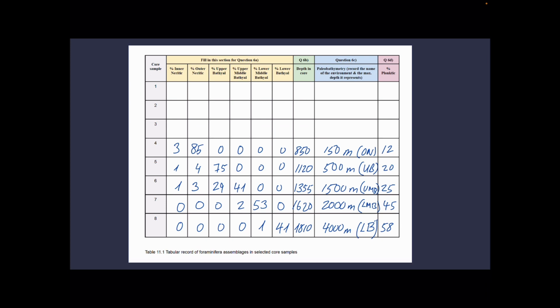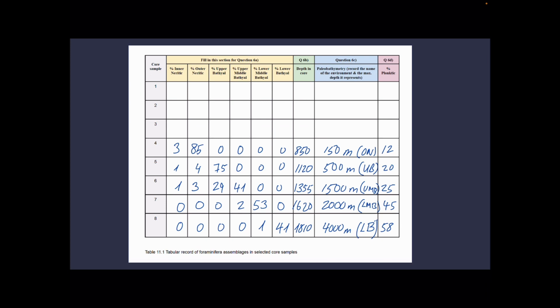In sample 4, for example, there were no forams from the upper bathyal zone, none from the upper middle bathyal, none from the lower middle bathyal, and none from the lower bathyal. So that one indicated that the deepest forams found were from the outer neritic zone. That was the outer neritic.